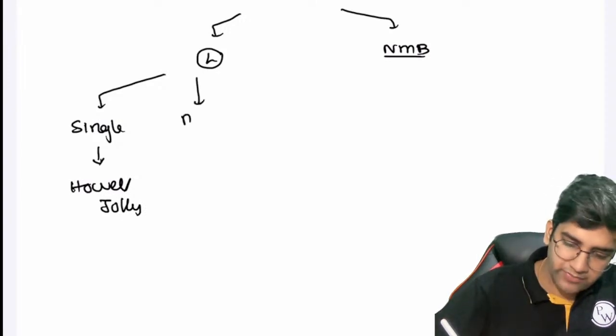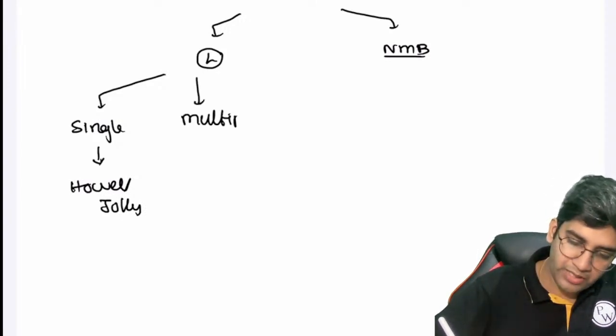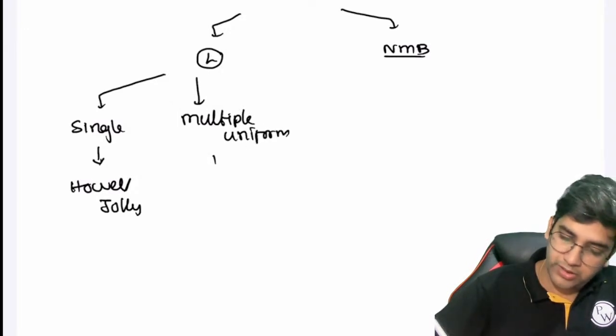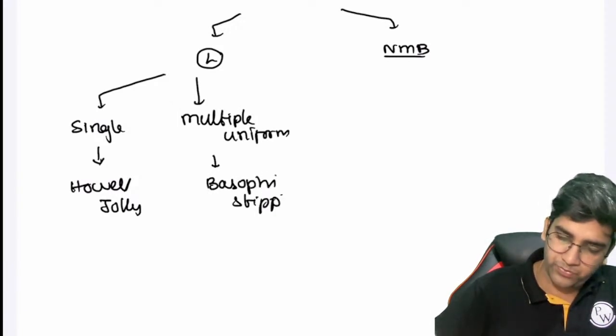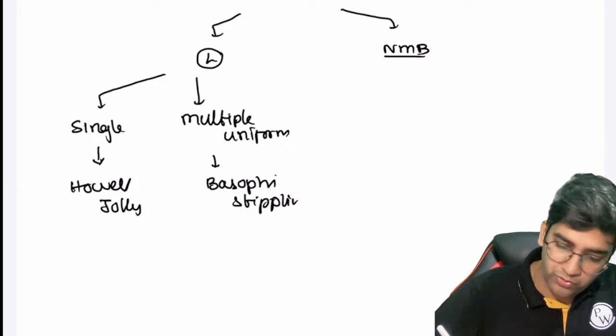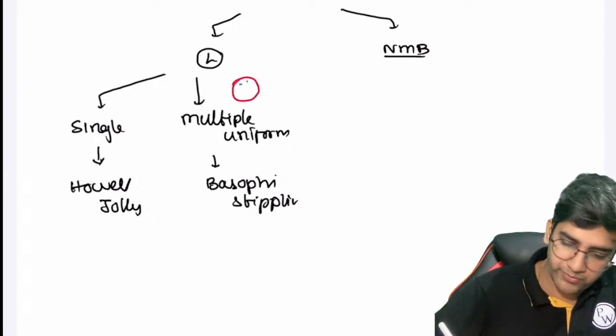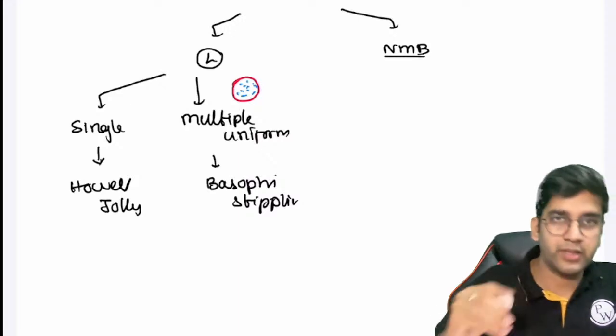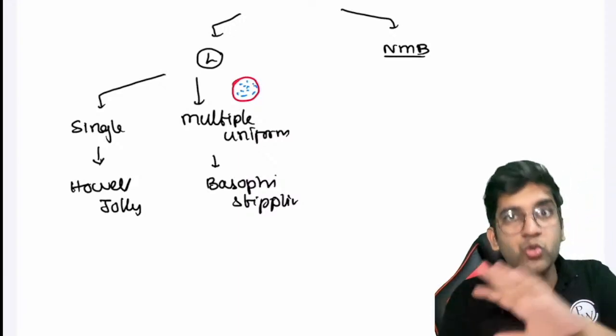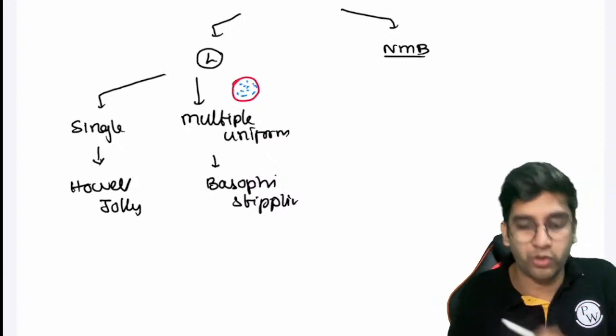In Leishman, if I see multiple inclusions and I'm going to see them uniformly distributed, you call this stippled RBCs or basophilic stippling. Stippled RBC. Okay. So what do I mean by uniform and multiples? It's going to be like this. It's multiple dots throughout the RBCs. That's what I mean by uniform, right?